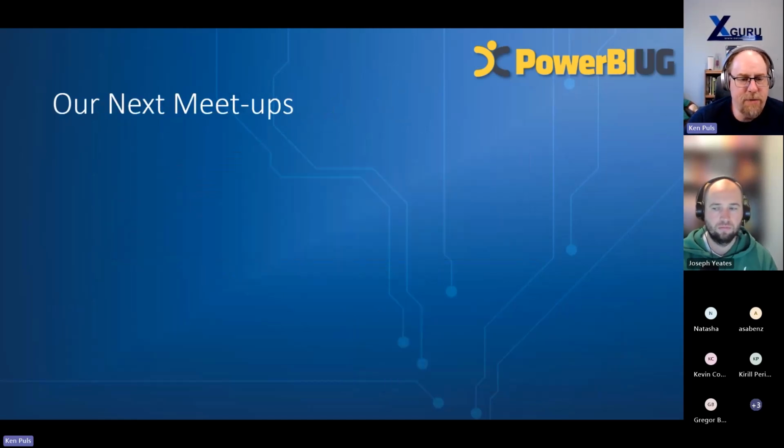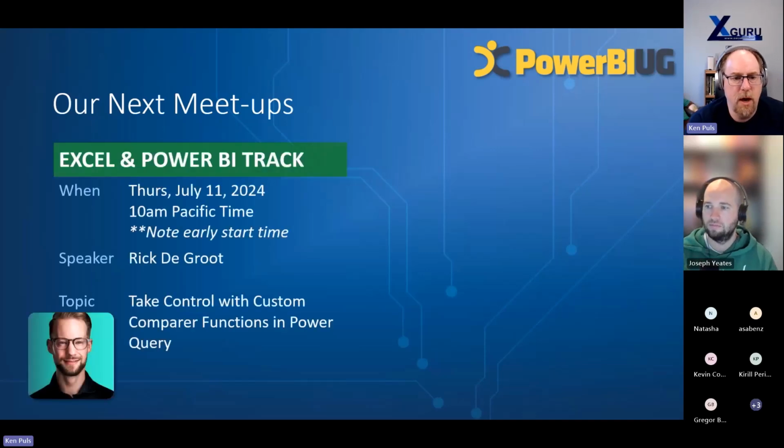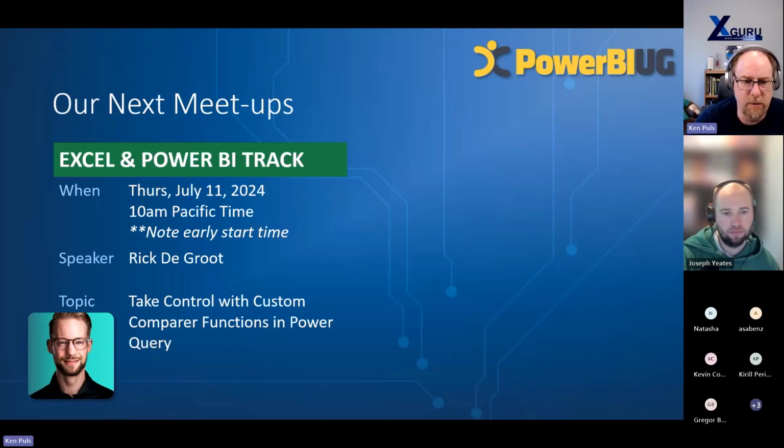Our next meetup is coming up in a couple of weeks. We're going to be welcoming Rick de Groot to talk about Power Query on our little track here. He's going to be looking at custom comparer functions, so that should be an interesting thing. If you don't know Rick, he's just recently published a new book on Power Query, a quite advanced book. So I'm sure we're going to see some pretty good stuff here. Note that this is a 10 a.m. Pacific start time, a little bit earlier than our normal, but that's because Rick is coming to us from the Netherlands, so we need to make sure that he's awake.